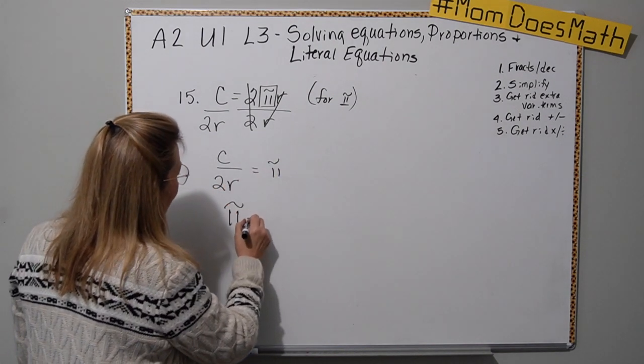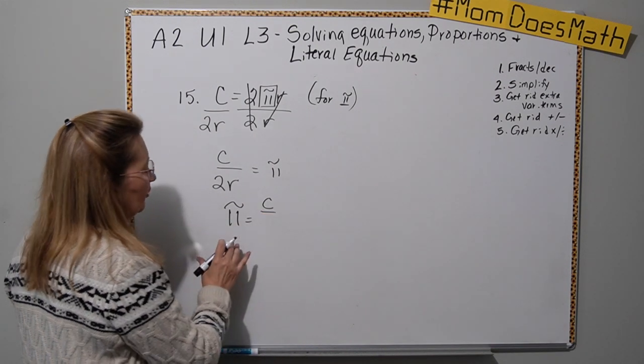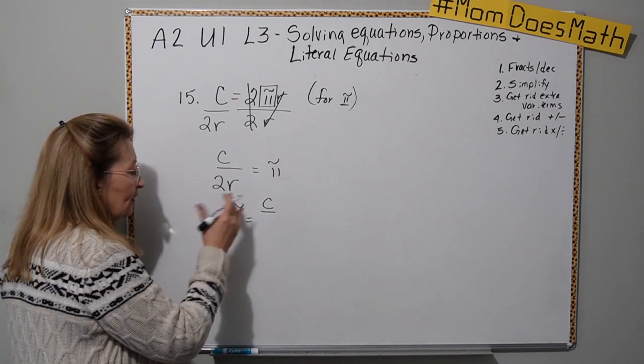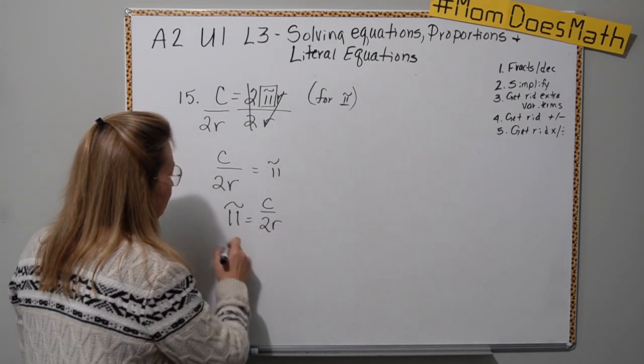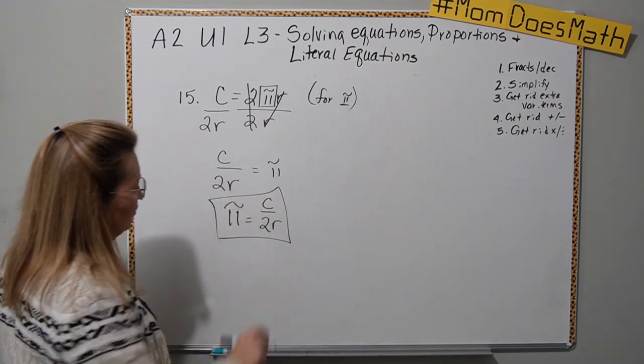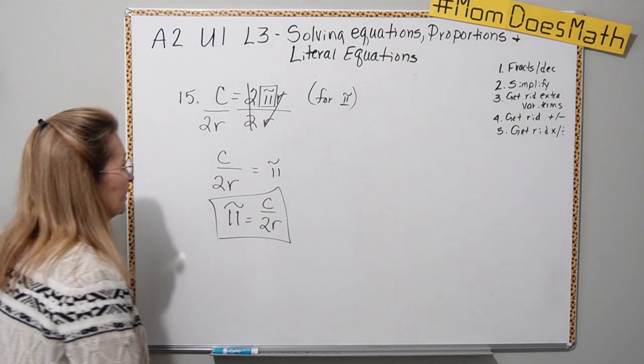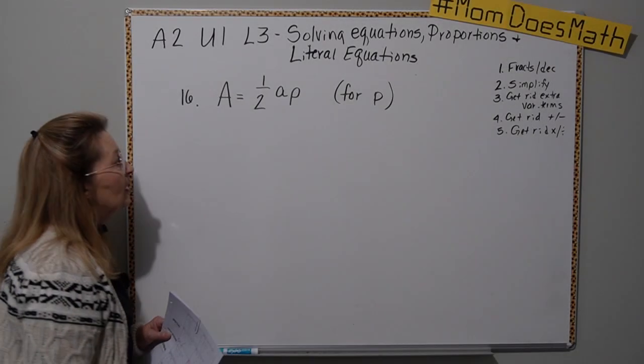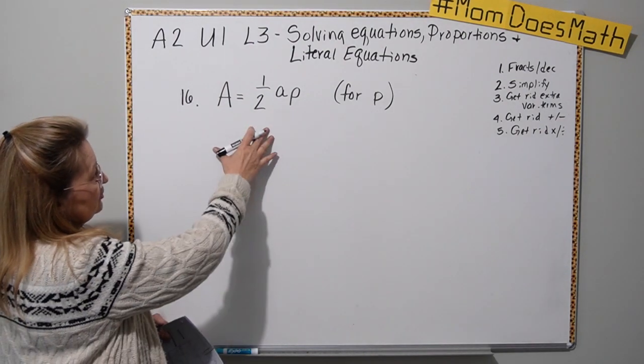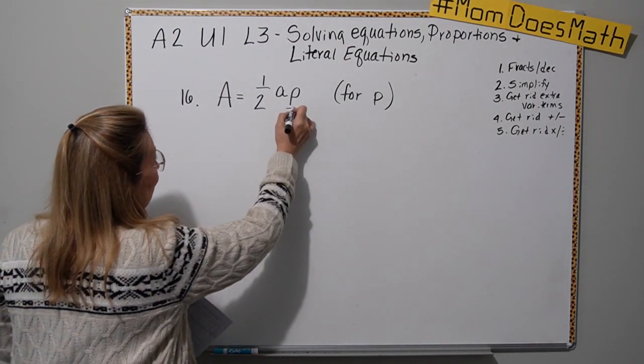And sometimes you might have to rewrite that to put the variable that you are solving for on the left. That just depends on your instructor, but either one of these is correct. Let's look at number 16. Okay, on number 16, here's our problem, and we want to solve it for p.